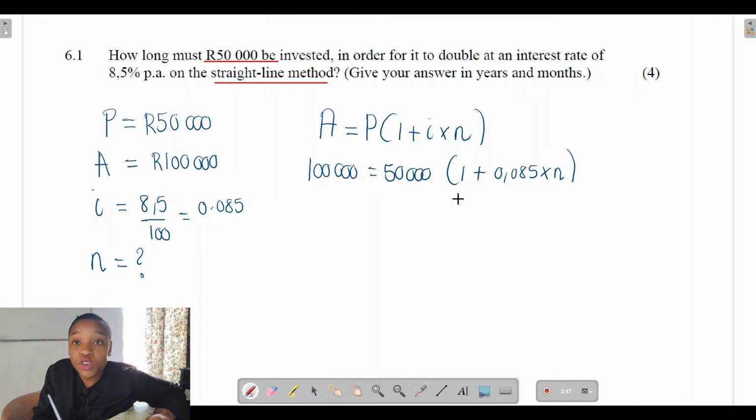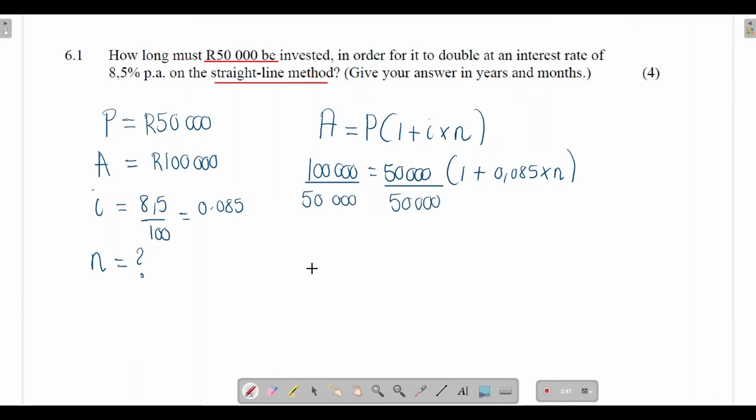Okay, so we're going to try and now solve for your n. Make n the subject of your formula. We're going to start off by dividing by 50,000. If you divide by 50,000, you get 2, which is equal to 1 plus 0.085n. Okay, this is the same as saying 2 equals 1 plus 0.085n.